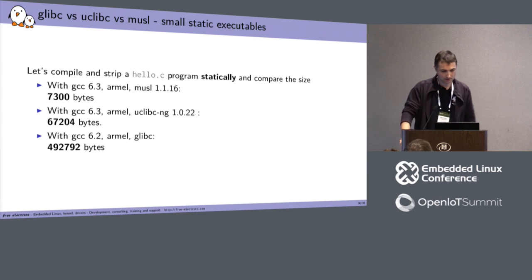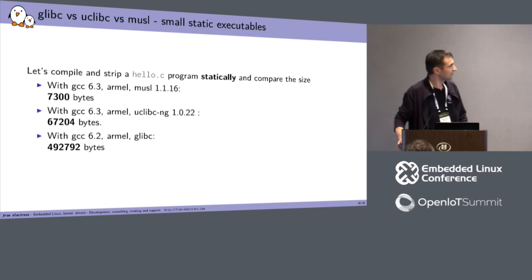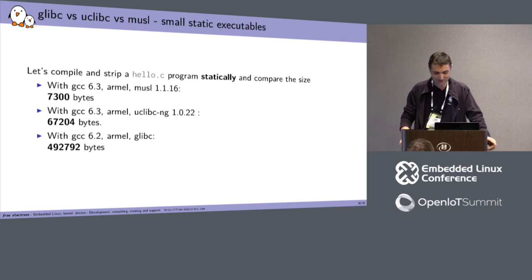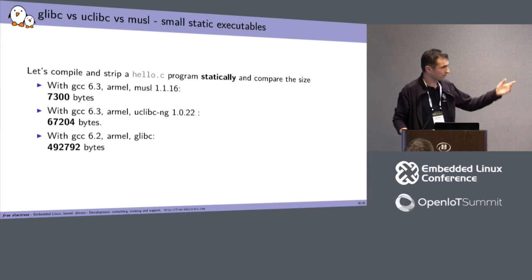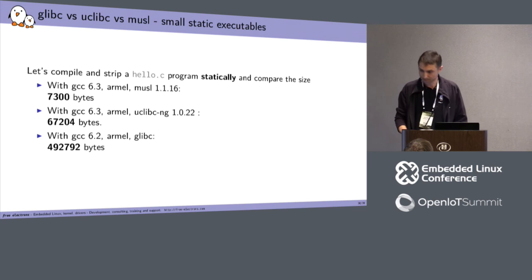With the same GCC with uClibc-ng, it's going to be 67,000 bytes, so much bigger. And it's almost 500 kilobytes with glibc compiled statically. So it's going to be very big. For small executables, musl is also a clear winner here.